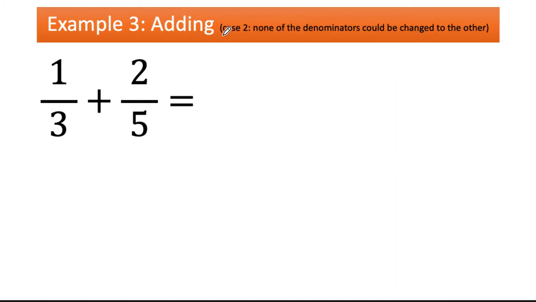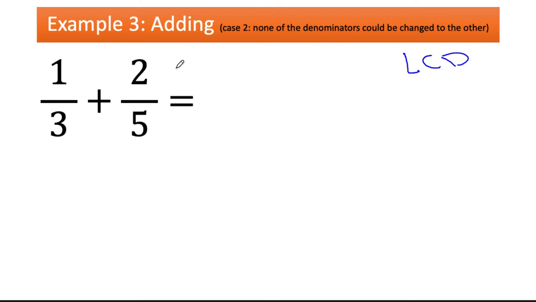Now, let's look at case 2. None of the denominators could be changed to be the same as the other. So I cannot change 3 to 5 or 5 to 3. So I have to find the least common denominator. And how can we do this? I have 3 and 5. Both of them are prime numbers. I cannot change any of them.